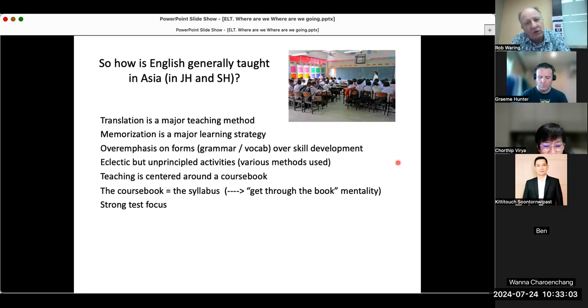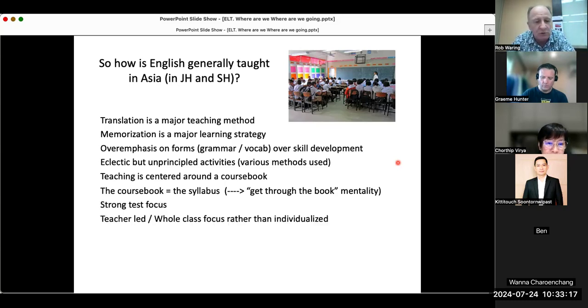The direction of a lot of language teaching is, how can I get my students into so-and-so high school, so-and-so university? How can I get them a higher TOEFL or TOEIC score? How can I get them to pass the C1 level? So there's a lot of test focus. A lot of the learning and direction of the class is teacher-led, as a whole class, with relatively little individualization. It's very hard to individualize learning when you've got 40, 50 students in a class.